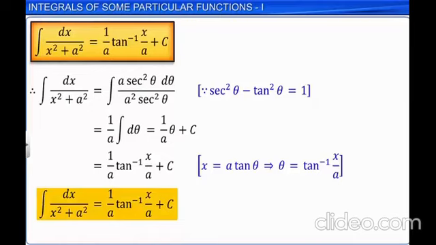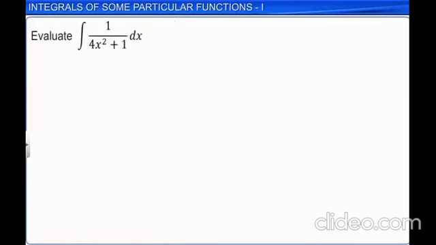Let us consider an example. Evaluate the integral of 1 upon 4x square plus 1 dx. Divide the numerator and denominator by 4 so that the coefficient of x square becomes 1 and it takes the standard form.